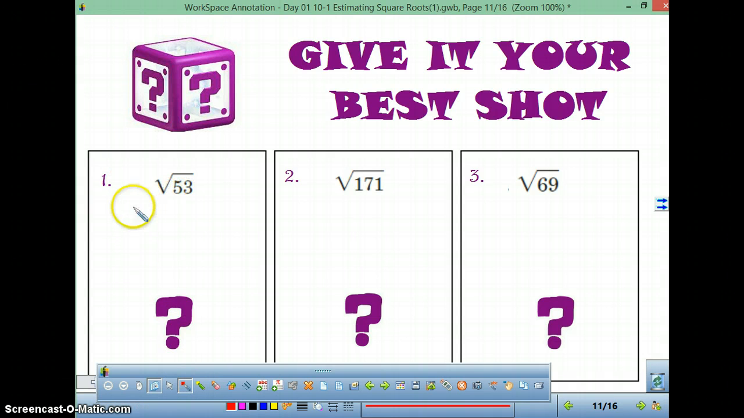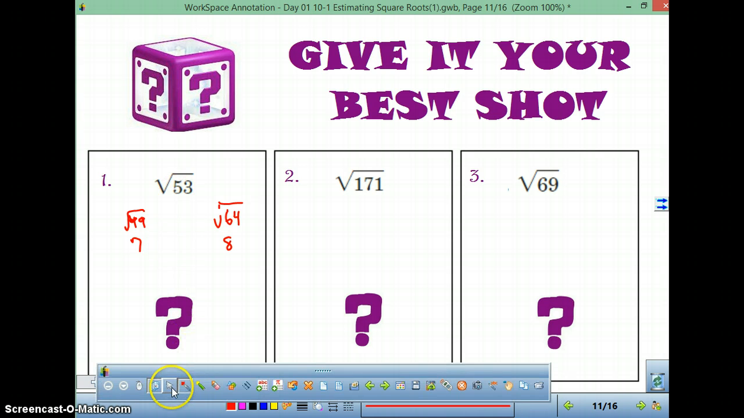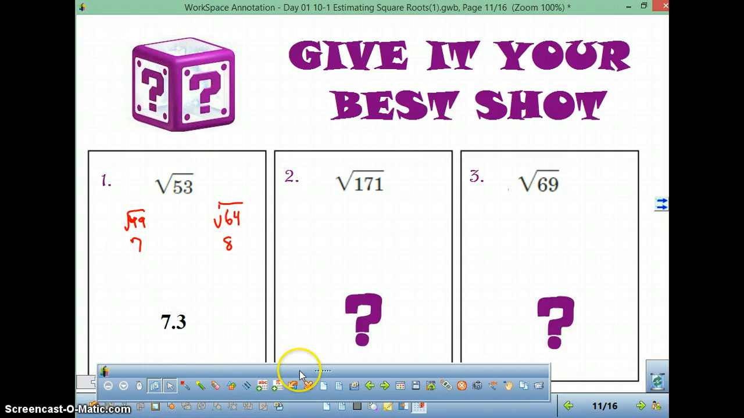I'm thinking of perfect squares on either side. Well, I know that square root of 49 is a perfect square. I know that square root of 64 is a perfect square. This is 7. This is 8. So this is probably somewhere in between. I would guess 7.3 maybe? As a guess? Let's see. Oh, I was right.